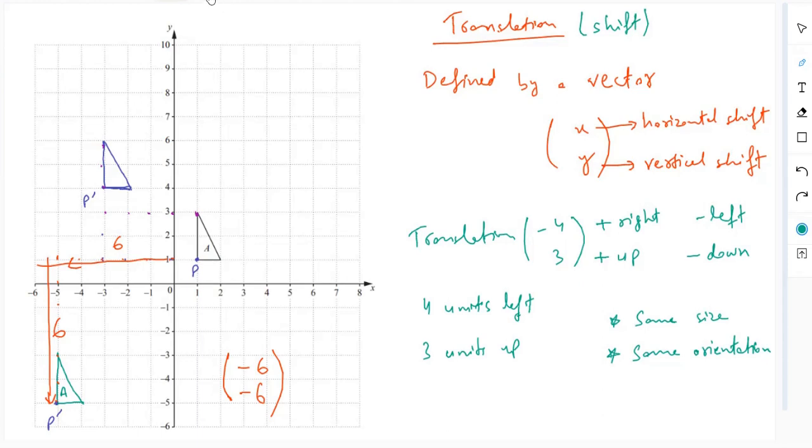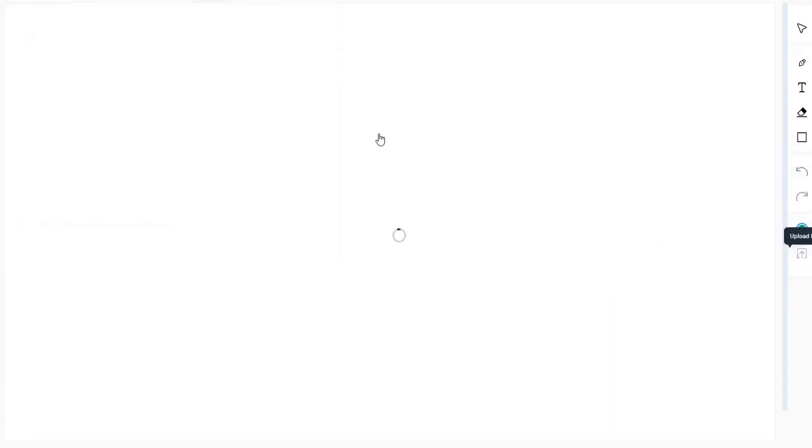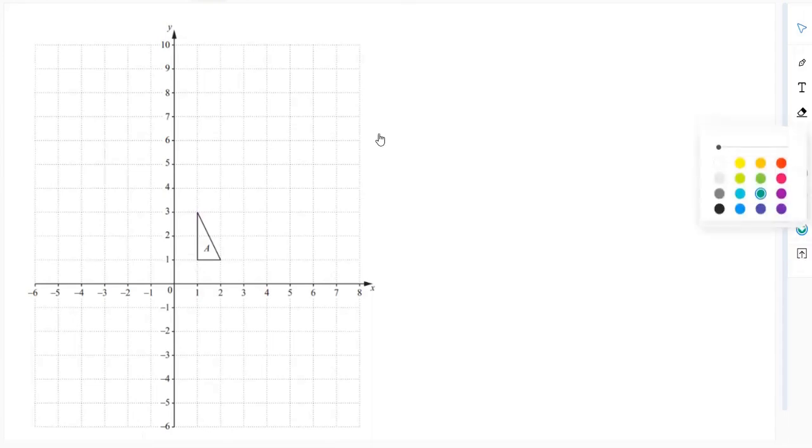All right, let's move on. So the next one that we want to discuss is reflection. Achha, now let me copy that same grid here. So let's talk about reflection next. Achha. Reflection.